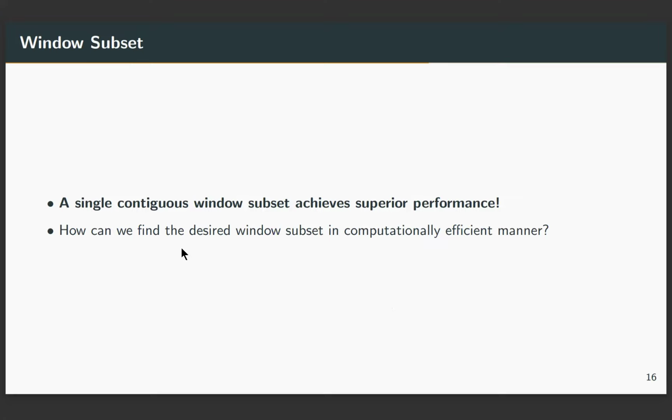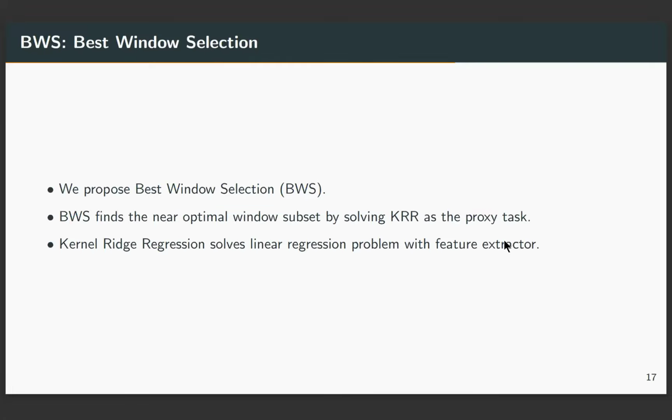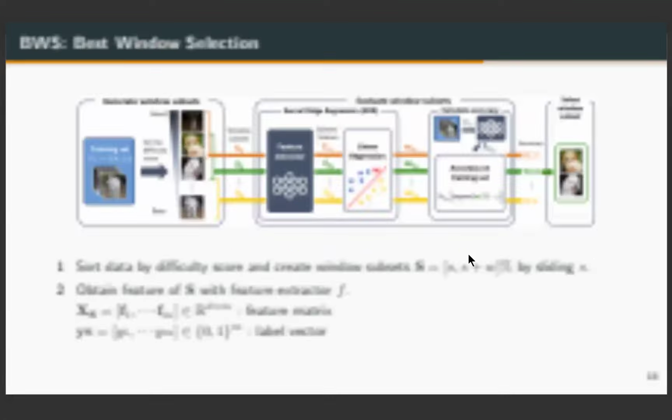the idea. Then there's a remaining question: how can we find the desired window subset, or the window subset with optimal starting point, in a computationally efficient manner? To resolve the remaining problem, we propose best window selection, BWS. BWS finds the near optimal window subset by solving KRR as the proxy task instead of training each window subset. Here, KRR is kernel ridge regression, which solves a linear regression problem with a feature extractor.